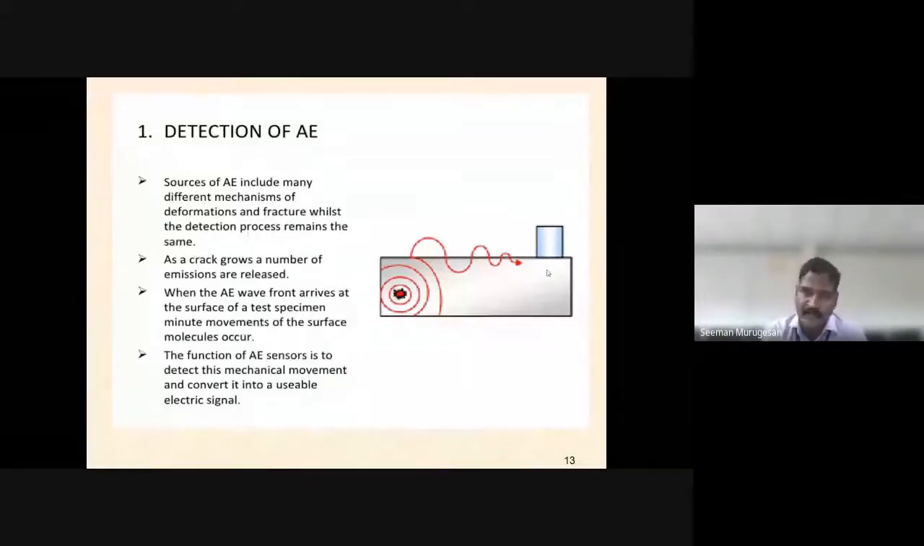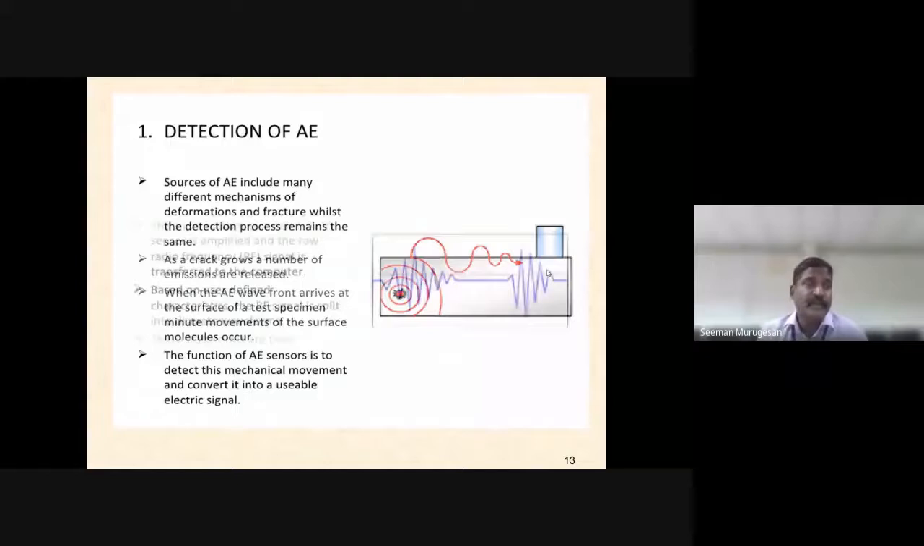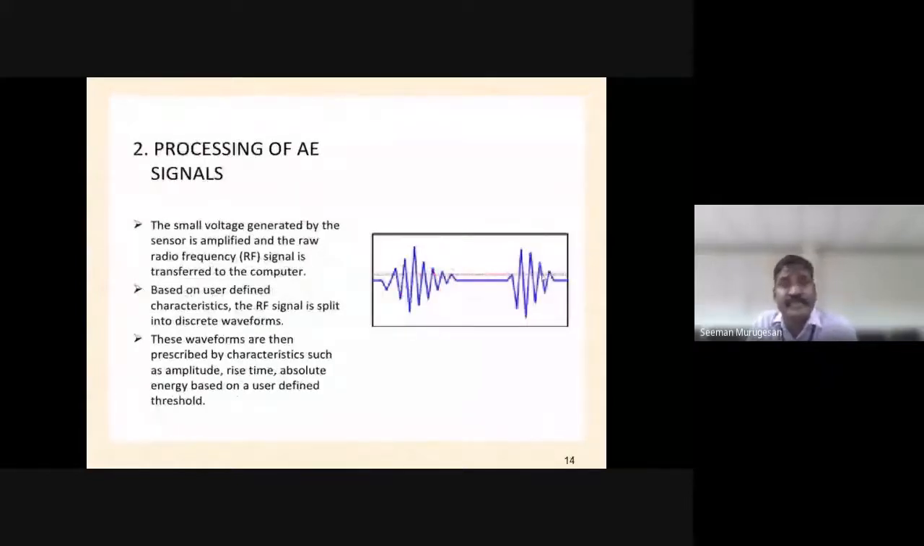This minute movement will be sensed using an acoustic emission sensor. The function of the AE sensor is to detect this mechanical movement and convert it into a usable electrical signal. Then what is the process of the acoustic emission? How to process the acoustic emission signal? The small voltage generated by a sensor is amplified and the raw radio frequency signal is transferred to the computer. So the small molecular and atomic movement is sensed by the acoustic emission sensor, and we convert it into an electrical signal.